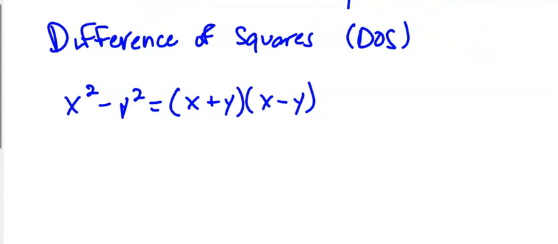Alright, we're going to be talking about a difference of squares. So, x squared minus y squared is equal to x plus y times x minus y. It's going to be important that you know your perfect squares. So I want you to take out a sheet of paper and let's make a table for you to remember it.